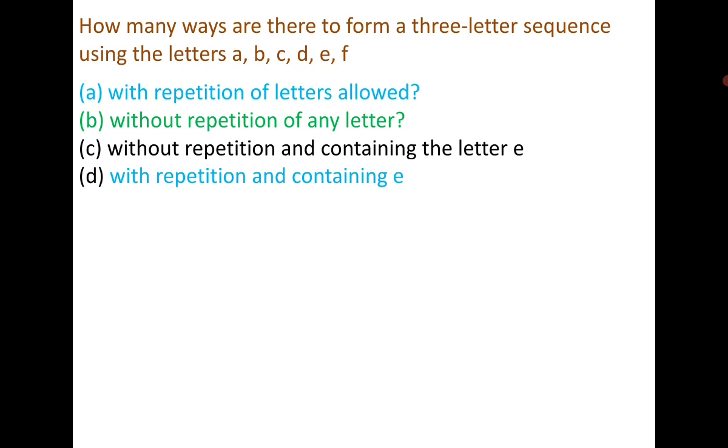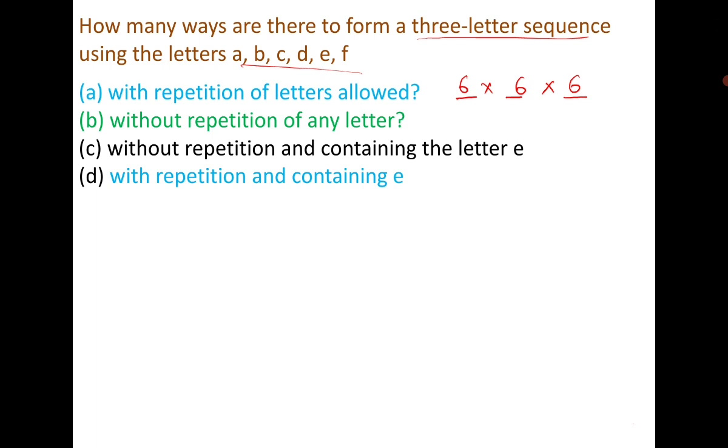How many ways are there to form a 3-letter sequence using these 6 letters, where case 1 says that repetition is allowed? Repetition is allowed, so the first position can be filled in any of the 6 ways, which means any one of these 6 letters can be placed here. There are 6 ways, and similarly 6 ways for the remaining 2 positions. So in total, we use the multiplication principle.